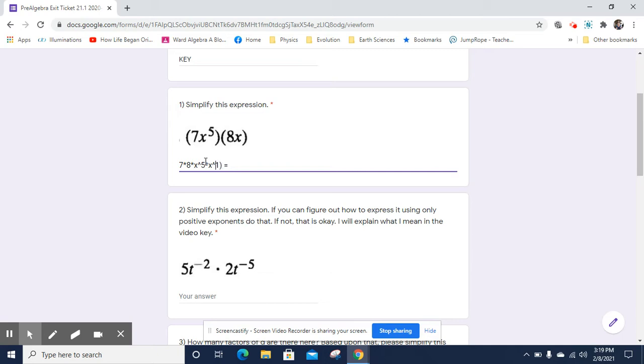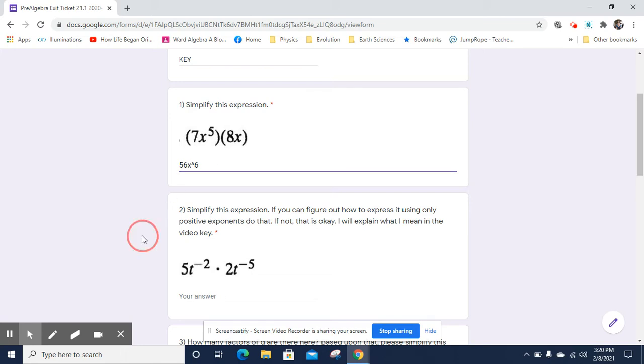I'm going to group some things just to make it really clear what's happening here. So I've got 7 times 8, and I've got this x to the fifth times x to the first. Now the x to the fifth times x to the first can become x to the 5 plus 1, because I've got 5 factors of x here and 1 more factor of x there, and that becomes x to the 6th. And 7 times 8 becomes 56, and then I can drop my parentheses, and I've got 56x to the 6th, and that is the answer. That is the simplification of that.